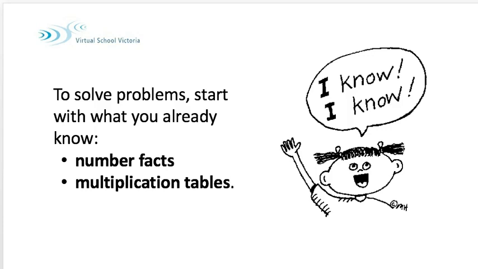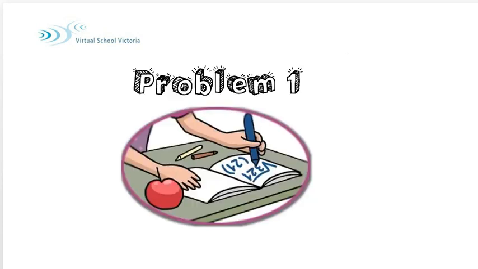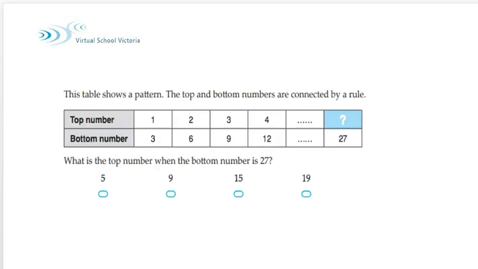Now, we're going to talk about problem solving, and there are two things. The first thing is to understand the problem, read the question carefully. The second thing is to start with what you know about the problem, and this will usually involve number facts or multiplication tables. Let's look at our first problem to solve.